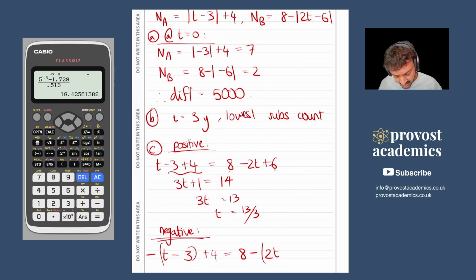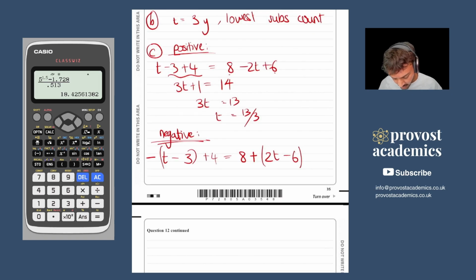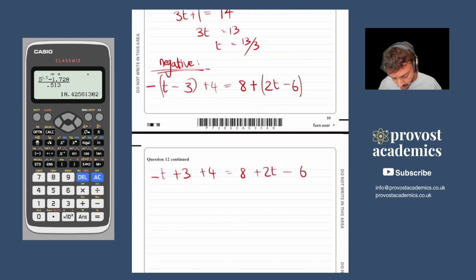But since there was a negative in there, this will become positive now. Minus 6. So again, minus t plus 3 plus 4 equals 8 plus 2t minus 6. So I have 3t again plus 7. Actually, 3t plus... Let's go step by step because I think I'm messing up the arithmetic somehow. Minus t plus 7. 2 plus 2t.